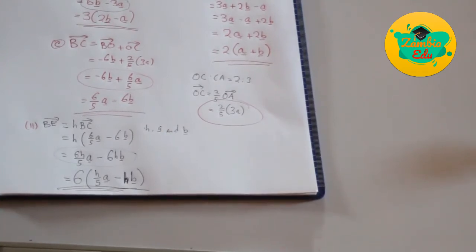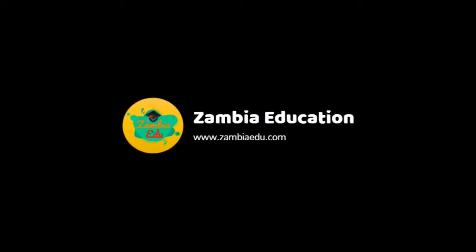That marks the end of the 2016 internal paper for vectors. Let's move on to the 2016 GCE vector questions. GCE paper 2 vector question. It came as question 6A, and I'll read the question ahead of you.